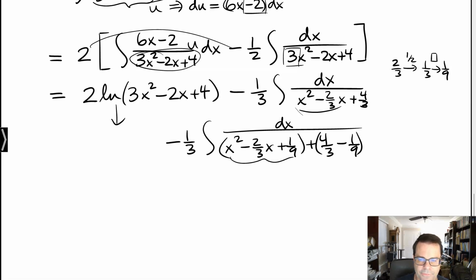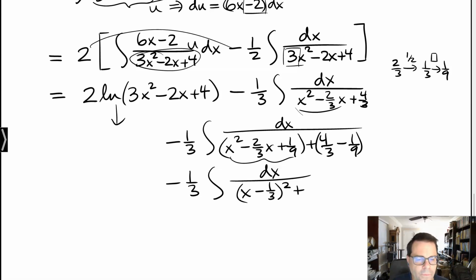Okay, now I'm going to write this as a perfect square trinomial. This is x minus 1/3 all squared plus, now, what is 4/3 minus 1/9? That's going to be 12/9 minus 1/9, so that'll be 11/9. But again, I want to take the square root of this, and that would be root 11 over 3, all squared. And now this piece is perfectly set up for my inverse tangent.